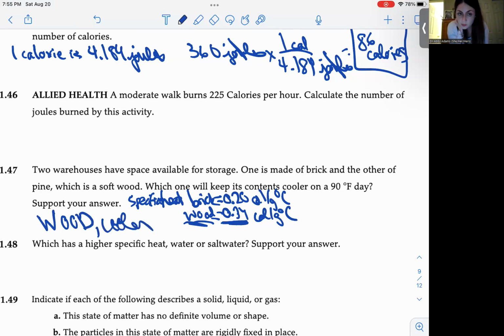So you have to remember why, and that's because it takes more energy to raise 1 gram of material by 1 degree Celsius. So you need more energy to have more heat. So basically, it's going to take more for the wood to change temperatures. Basically, so that's better climate control. That's where you're going to store your things. All right.